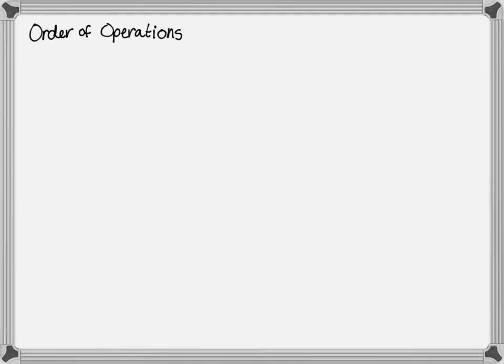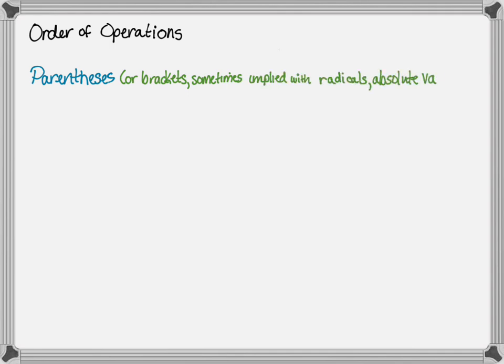Let's go through a brief review of the order of operations, and then we'll look at one quick example. So first, we usually have parentheses, but parentheses or brackets may not always be visible. Sometimes we have implied parentheses when you have radicals or square root symbols, absolute value bars, or fraction bars. Sometimes you just don't see the parentheses and they're just implied.